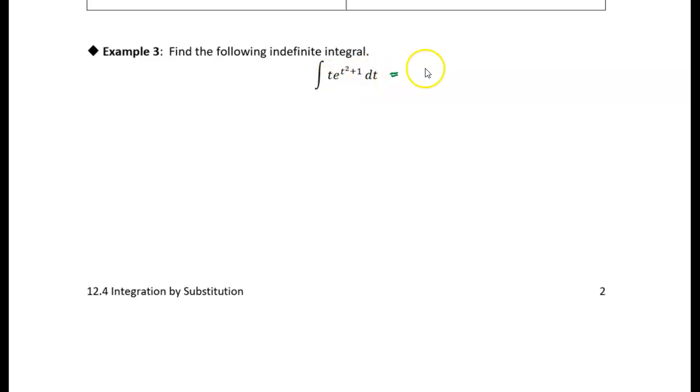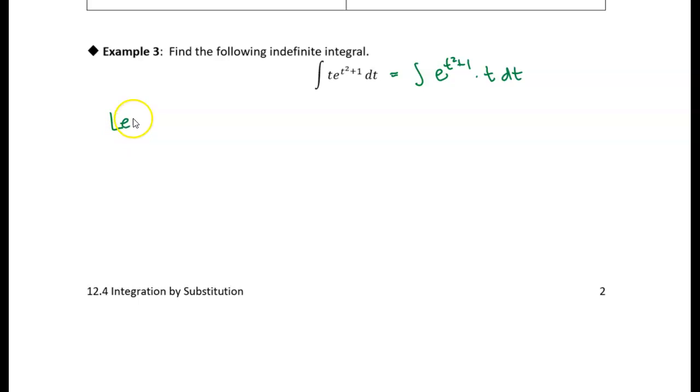I'm actually going to rewrite this just so you can see it a little better. I've got e to the t squared plus 1, and then times t dt. All right, I can rewrite it that way. Now notice that the derivative of t squared plus 1 is 2t, not t, but that's okay. We can deal with that.